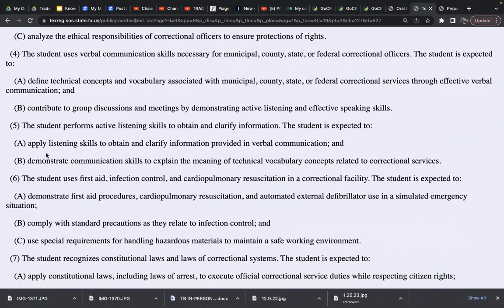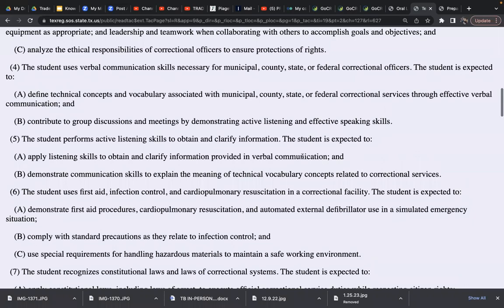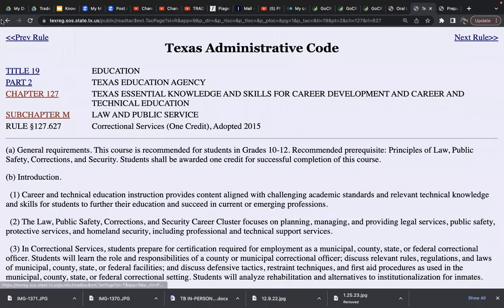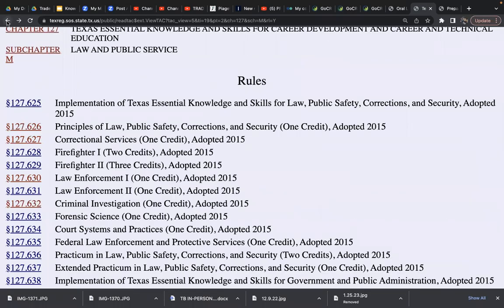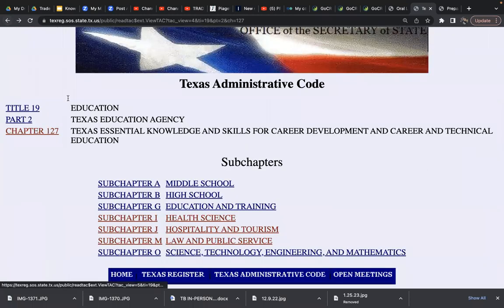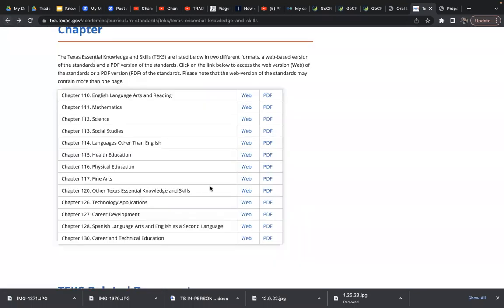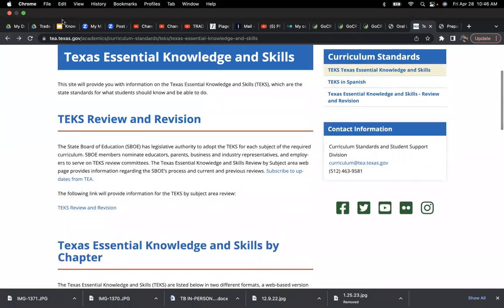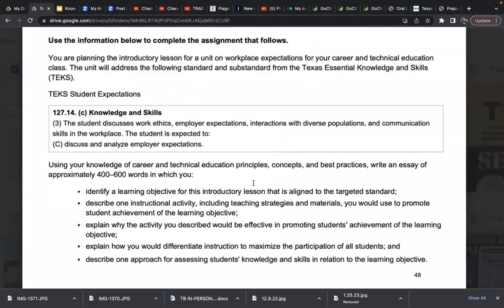All of them are going to have a skill like verbal communication, right? Communicating in your trade and industry. So that could be used as a TEK for your writing up. Like the one they gave me for practice was: knowledge and skill, the student demonstrates professional employability skills to gain entry-level position.